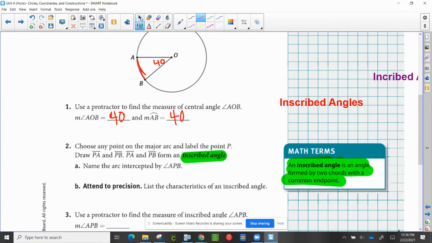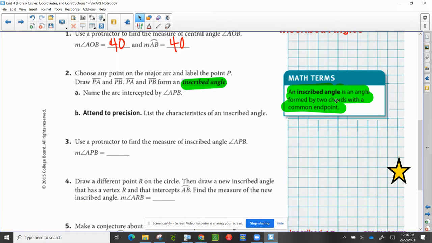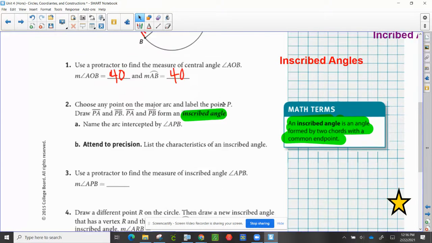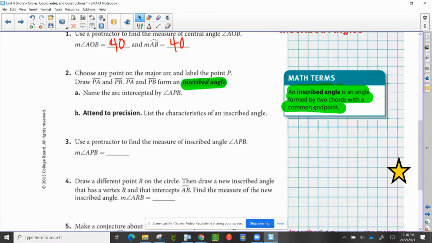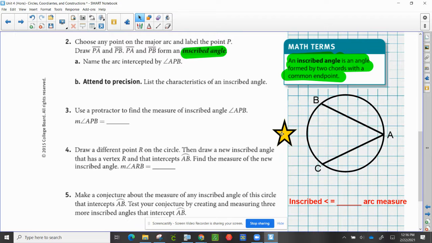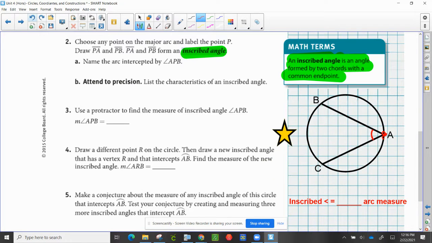Now, our new information here is what is called an inscribed angle. So an inscribed angle is an angle formed by two chords with a common endpoint. So again, this is the central angle because it's coming from the center, but an inscribed angle is formed by two chords meeting at an endpoint. So here's an example of an inscribed angle, angle A. Now there are two chords meeting at the common endpoint at point A. So inscribed angles also have a special relationship between the angle and the arc that it opens up onto. It's this arc here. So let's investigate that a little bit.